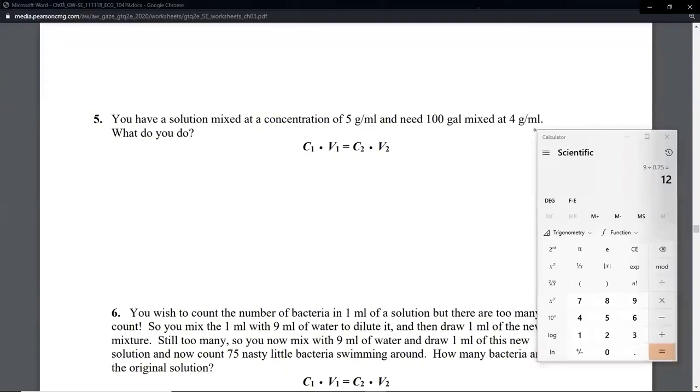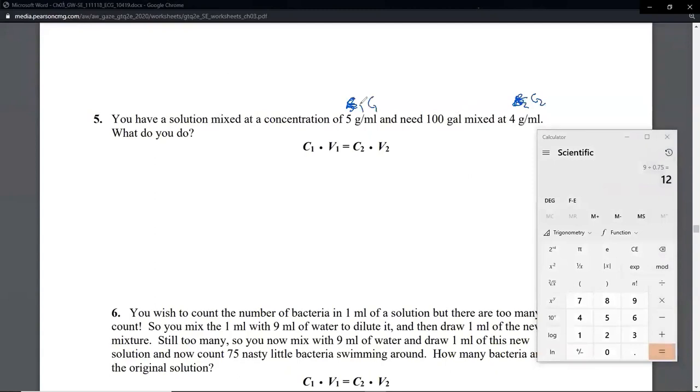For now, 5 grams per milliliter, since that's a rate, is rate 1. The 4 grams per milliliter would be rate 2. And then you have to be careful. Does the 100, and by R, they're using C, so let me just use the same letter, C1, C2. Rates are concentrations. I said that earlier. The letters are interchangeable. I could have written that as R1 times V1, R2 times V2. So the 100 gallons, is that the first scenario or the second scenario?